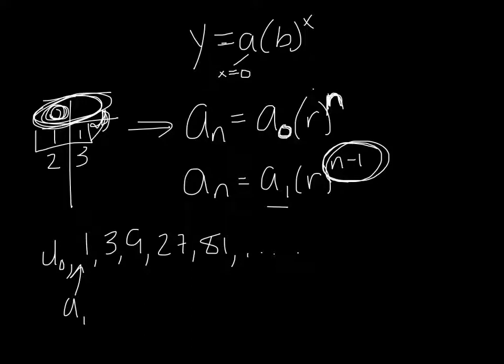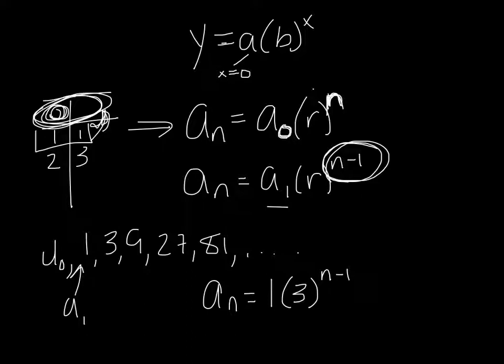So let's say that we have this problem right here, the 1, 3, 9, 27, and so on. We would write that function as a sub n equals, the very first term is 1, the r is 3, and then that's going to have to be n minus 1.